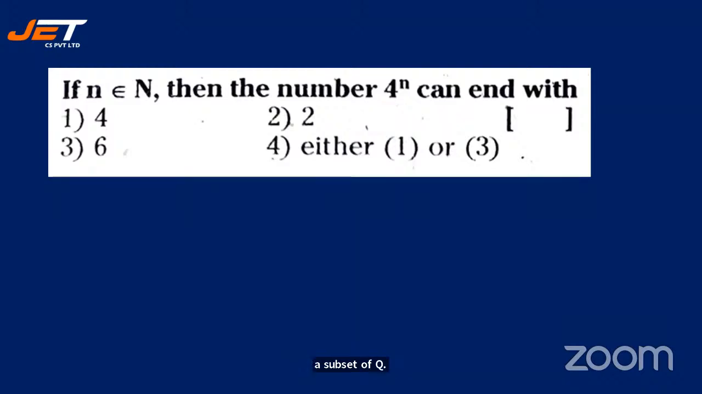If N is an element of capital N, then the number 4 power N can end with dash. Is it 4, 2, 6, or is it either 1 or 3? Yes, this does not require any calculation. Give me your answers. Okay, the answers have really started coming.